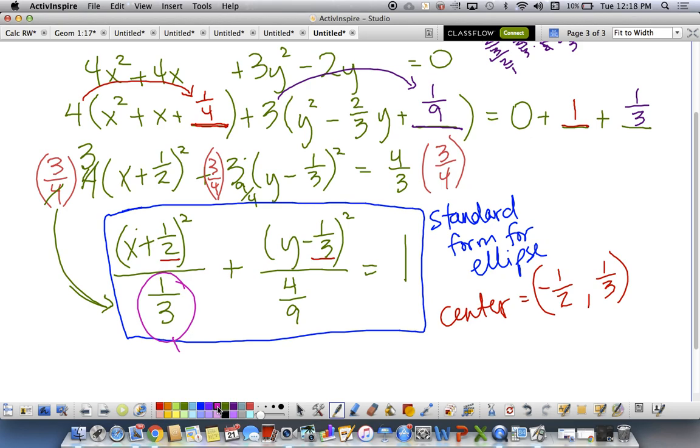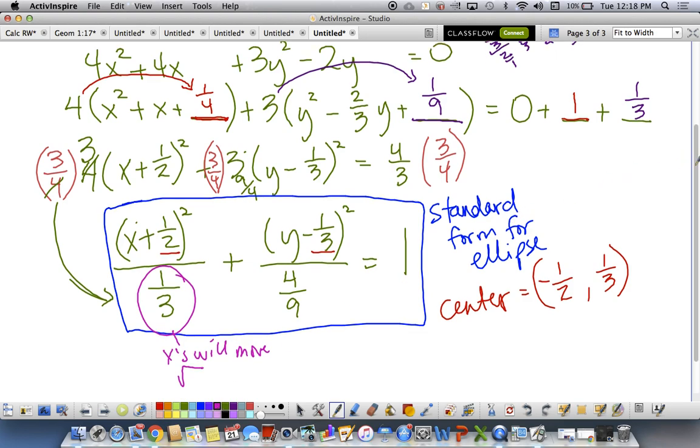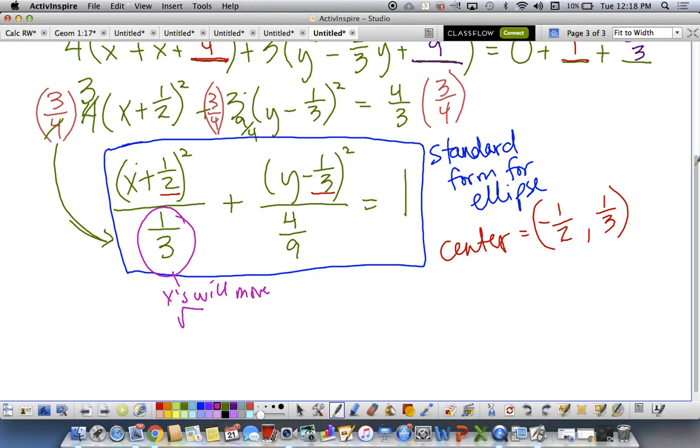Okay, our x's will move the square root. They give letters. I hate the letters that they give, though. Yes, horizontal. The square root of, in this case, 1/3. Over here, the 4/9, the y's, the vertical, will move the square root of whatever's in your denominator. In this case, 4/9. So it's 2/3.